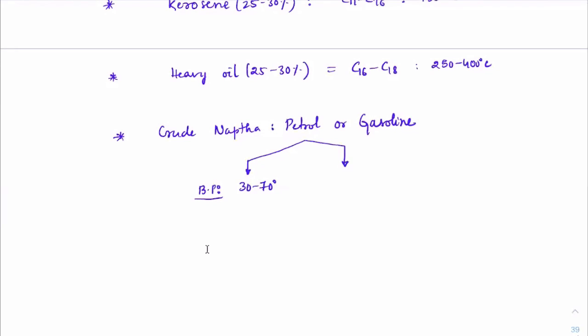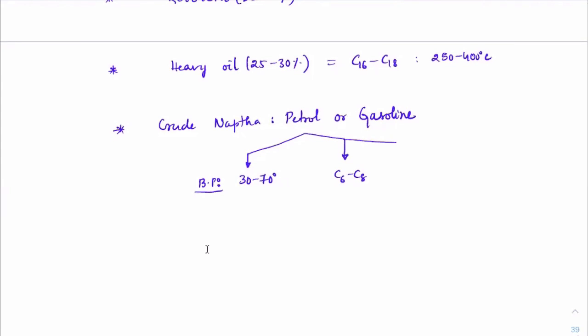And mostly it contains the composition of C6 to C8 carbons. You know where it is used. It is used mostly as a motor fuel. This information you must know. Got it?